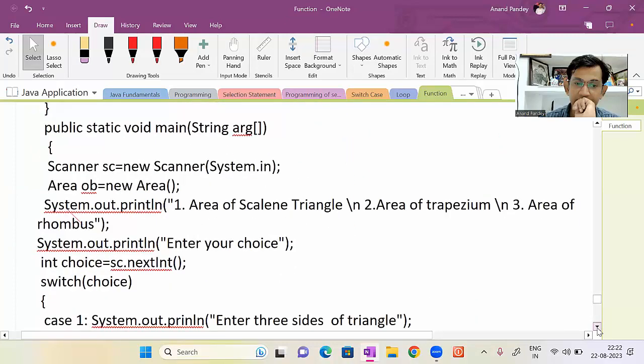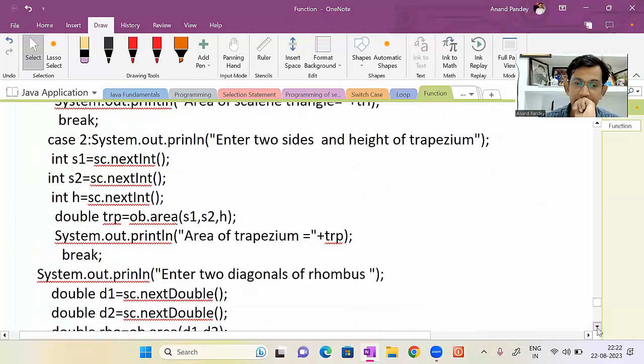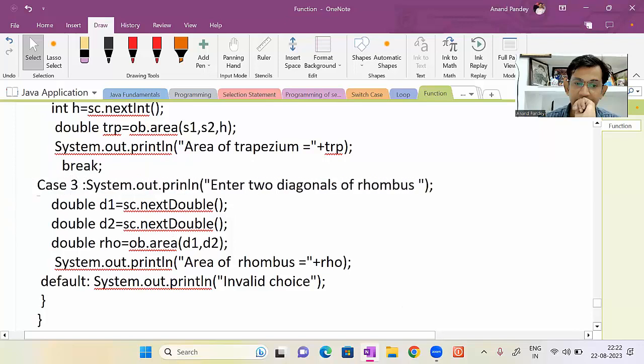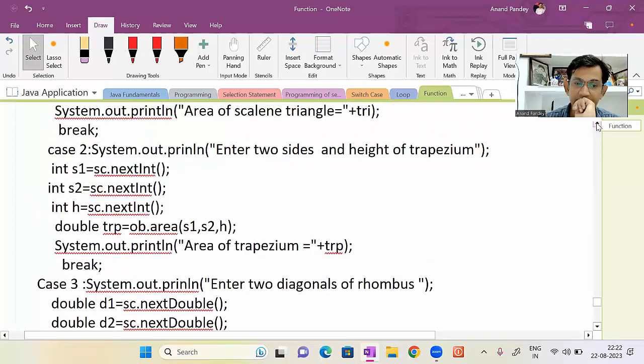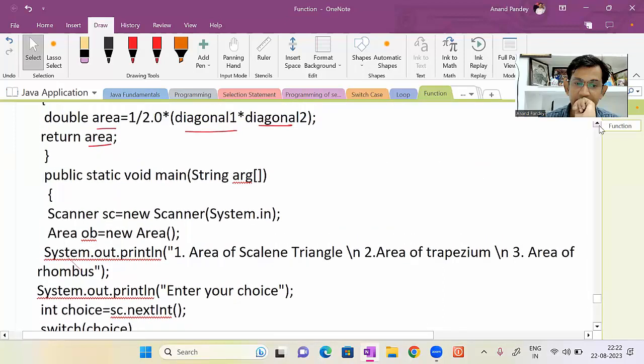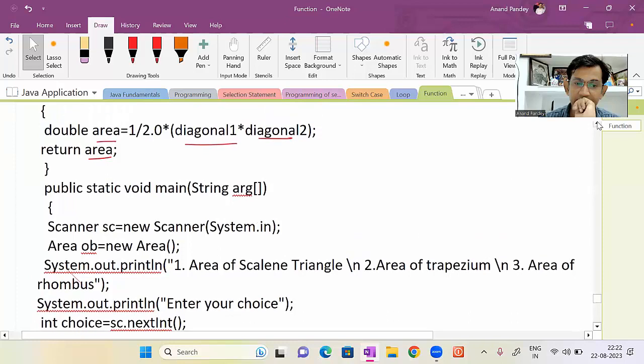And lastly, if the choice is 3, case 3 will execute. Where's the case 3? Here should be case 3. Sorry. Case 3 colon. Okay. Now in case 3, we're asking for the 2 diagonals of the rhombus, and we're taking them into D1 and D2. Then we are calling the function area, and this time we are passing 2 double type values. So the last function is requiring this: the value of D1 will go to diagonal 1, and the value of D2 will come to diagonal 2 here in this function.